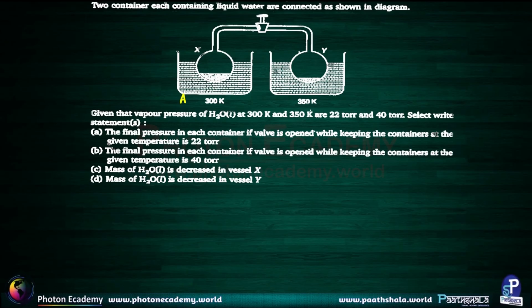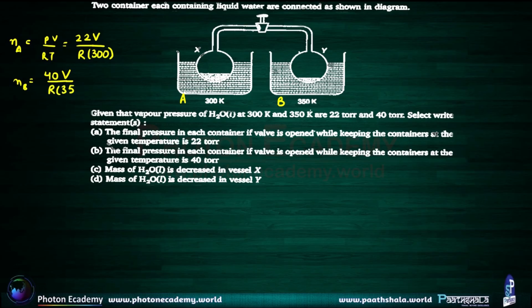Okay, so let's first see how many moles each of the containers has. Let's name this container as A and this as B. The number of moles in container A will be given by PV divided by RT, right? The pressure here is 22 torr. Let the volume be V, R remains the same and the temperature is 300. Similarly, the number of moles in B will be the pressure 40, V divided by R into 350. So the total number of moles, that is Na plus Nb, will be the sum of both these quantities.